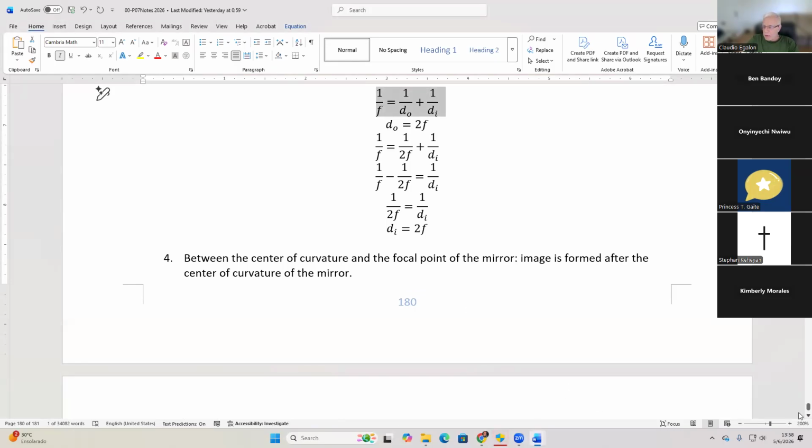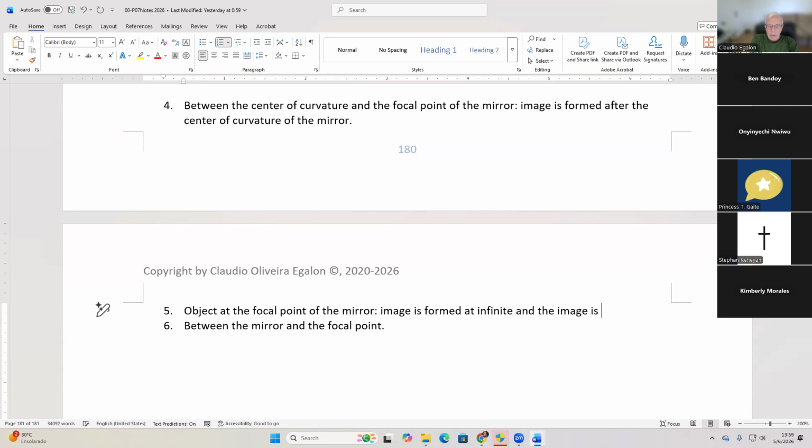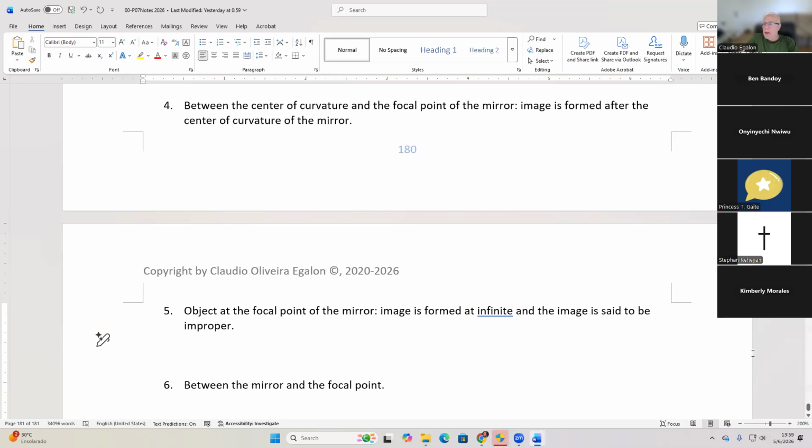Next, the object at the focal point of the mirror. Object at the focal point of the mirror. The image is formed at infinity. And the image is said to be improper. And again, you can see that from the equation.